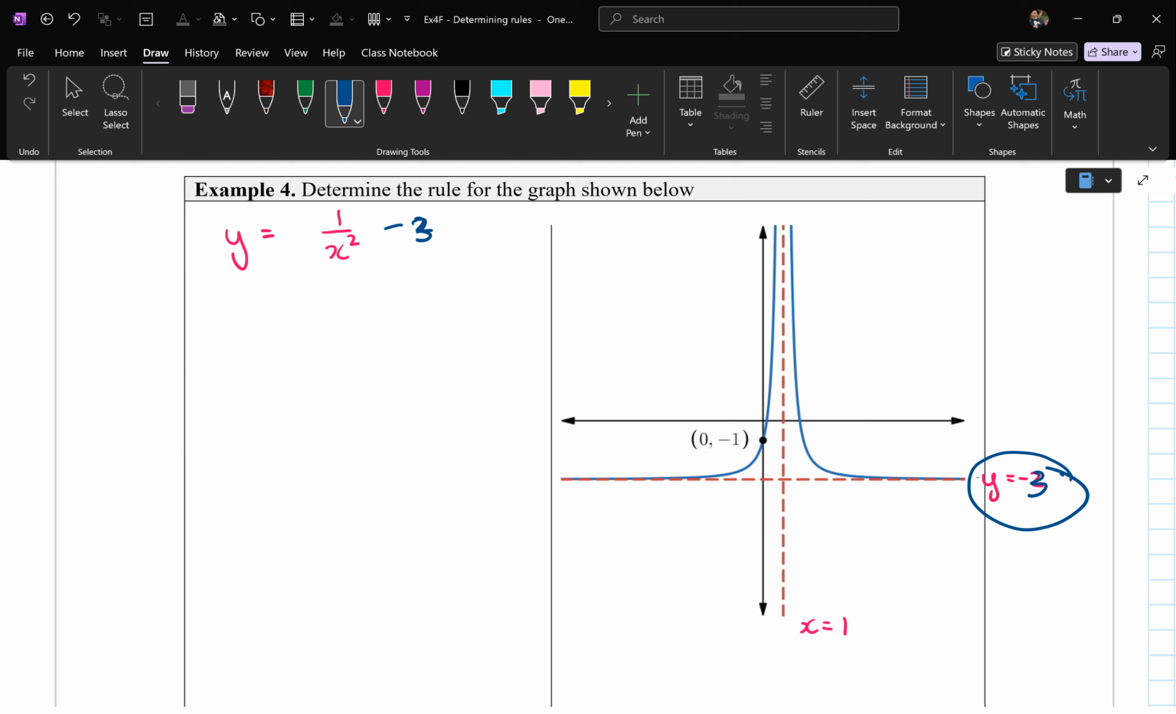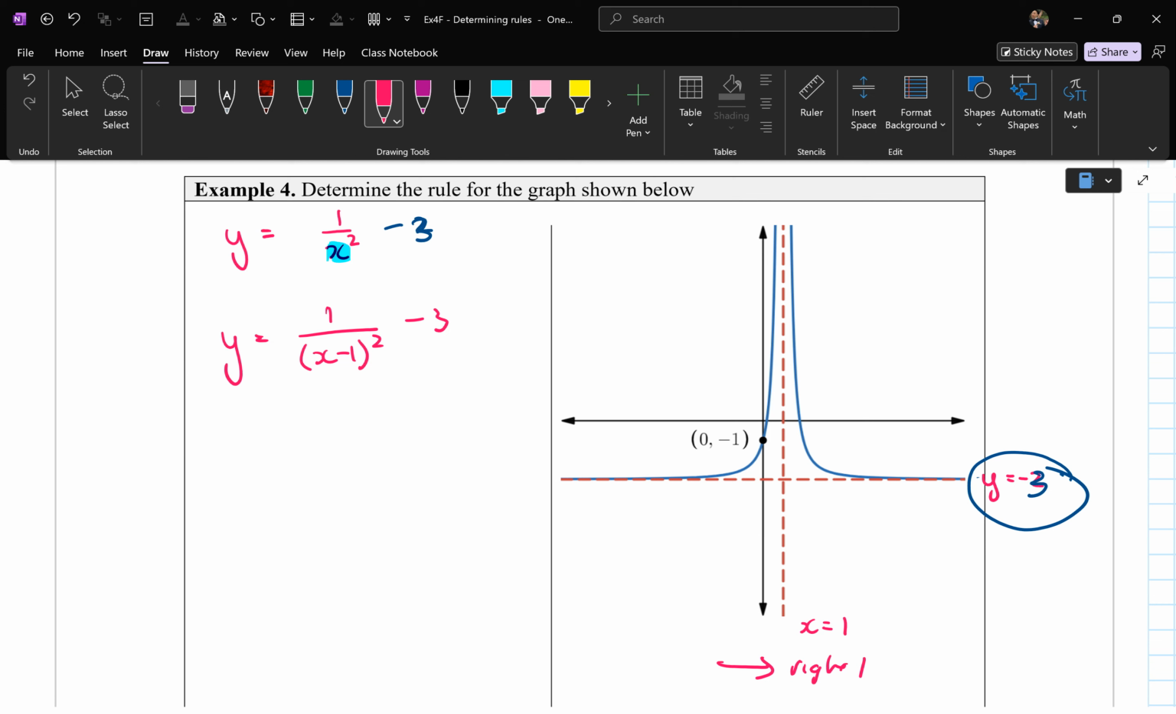Then, how do you make sure that you have a vertical asymptote at x equals 1? What must happen? Very good. Remember, what you're doing to the x is what affects it moving left or right. So if you want it to move to the right by 1, it needs to be x minus 1 squared. That moves it to the right by 1. And then this -3 will ensure that you also shift the graph down by 3.